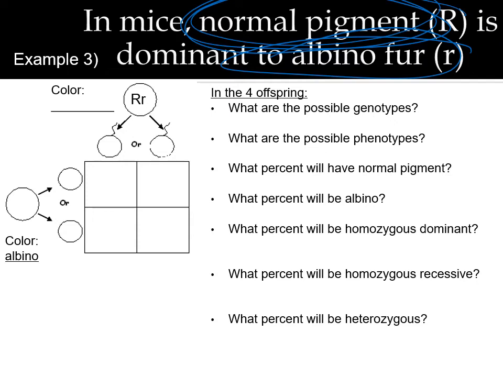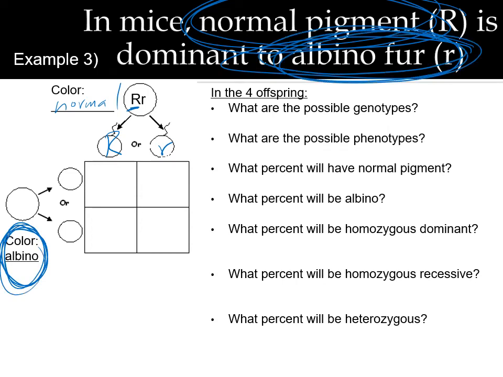Dad up top has big R, little r. So you can put a big R right there, little r right there. And because he's got at least one of the uppercase, he's going to have normal fur color. Mom, it doesn't tell us anything, but it says that mom is albino, which means she has no pigment. That's the recessive trait, which means she has to have two little r's. The only way she's going to show the recessive trait is if she has two of the recessive allele. So let's fill this in. Top left, dad gives an uppercase R, mom gives a little r. Top right, mom and dad both give little r's. Bottom left, dad gives an uppercase R, mom gives lowercase r. Bottom right, both give lowercase r's.